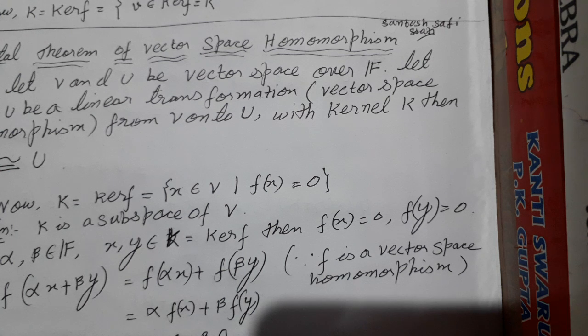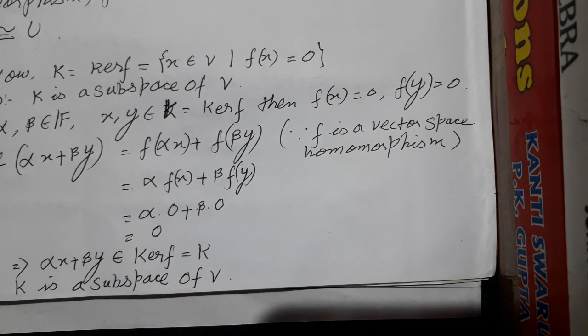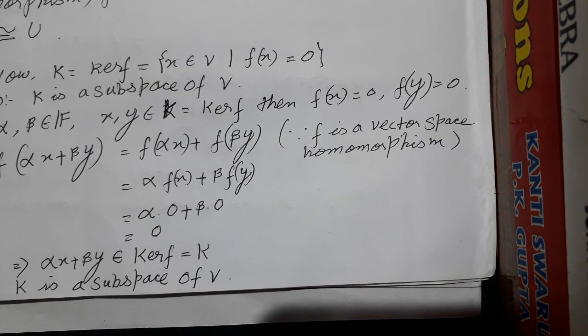First of all, we have to show that V/K is a vector space. For V/K to be a vector space, K should be a subspace of V. So K is kernel f. We have shown already in the previous video that kernel f is a subspace. Here we proceed in the same way, and we get that kernel f is a subspace of V.